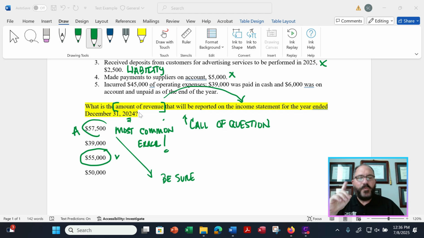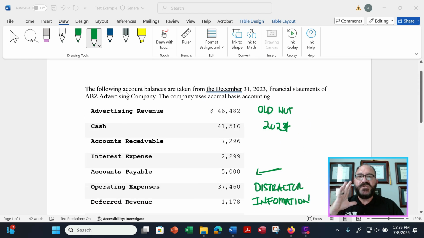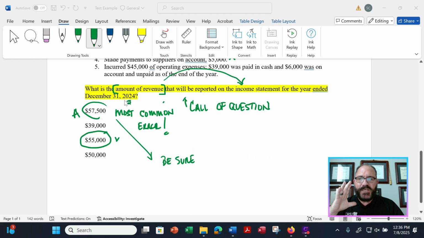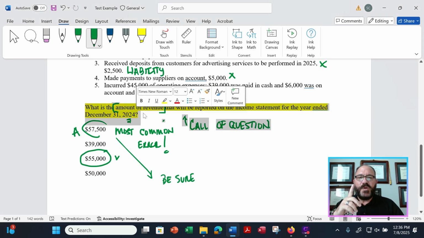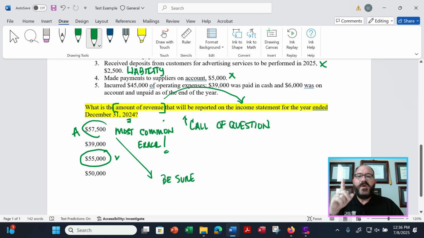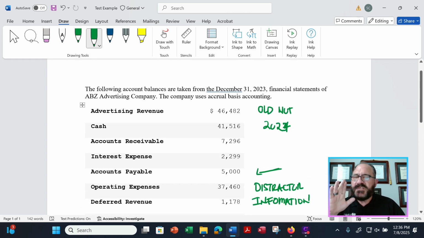Okay? So the way I've taught CPA review a number of times, the way we teach students is to go right to the bottom of the question and see what the call is. This right here, this is the call of the question. Okay? This is what they're asking about. Revenue, income statement 2024. The reason why you do that is that when you go up here to read through this information, you know what's important and what's not.